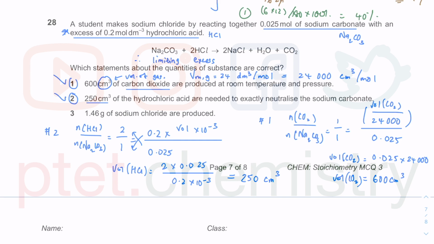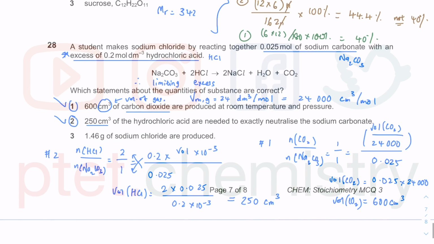How about option 3? I'm slowly running out of space here, so let me just do it on here. Option 3: the mole of NaCl is to the mole of Na2CO3. It's 2 mole of NaCl to 1 mole of Na2CO3. The mole of Na2CO3 again is 0.025. Now I want the mass of NaCl, so I'll find the MR, mass over MR equal to the mole of NaCl. So 23 plus 35.5, that gives me 58.5.